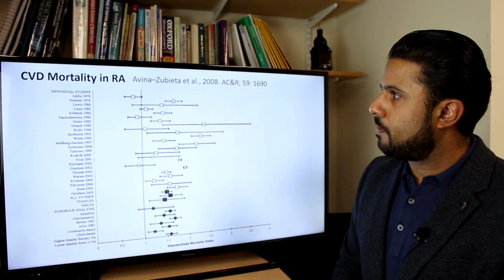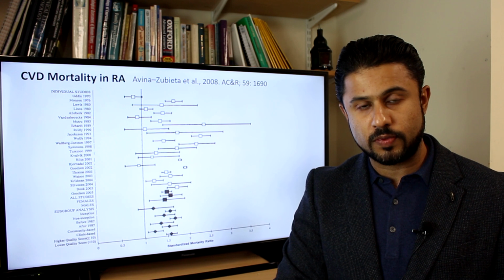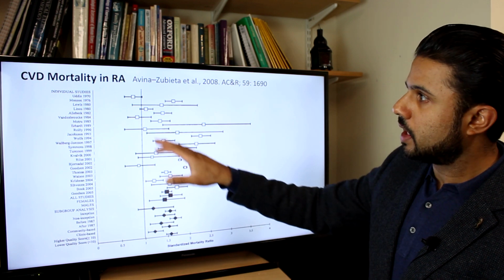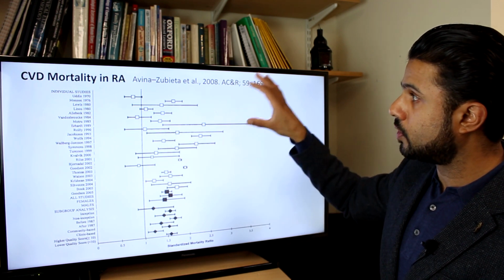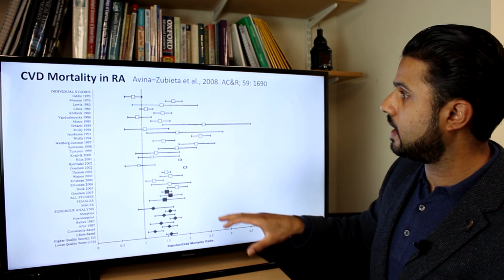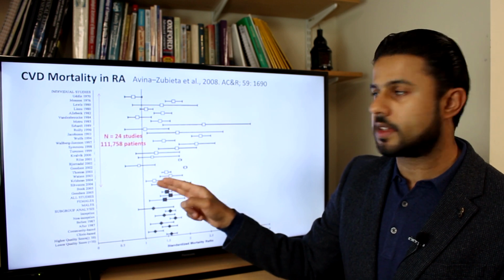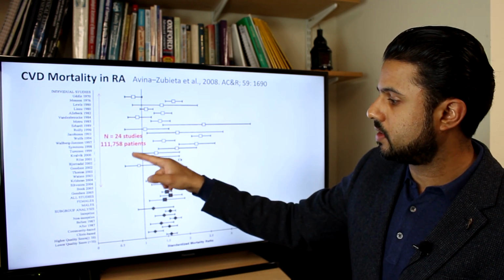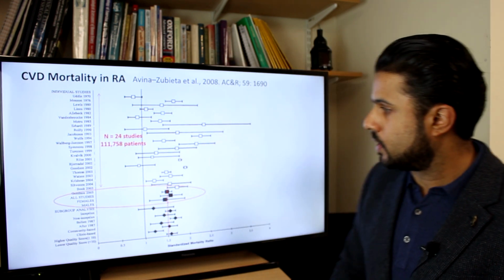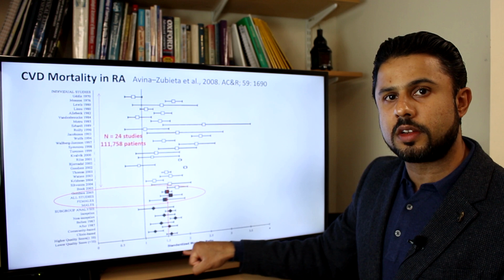So in terms of death in rheumatoid arthritis, rheumatoid arthritis patients do not die from the symptoms of their joint. They normally die from a cardiac event, and it's usually a heart attack. Cardiovascular disease mortality in rheumatoid arthritis has also been studied via a meta-analysis conducted back in 2008, again by Vina Zubieta and colleagues. When they looked at all of the studies looking at cardiovascular disease mortality, that's 24 studies consisting of 111,758 patients, they were able to show that there was a 50% increased risk of cardiovascular disease, and they used what's called the standardized mortality ratio.